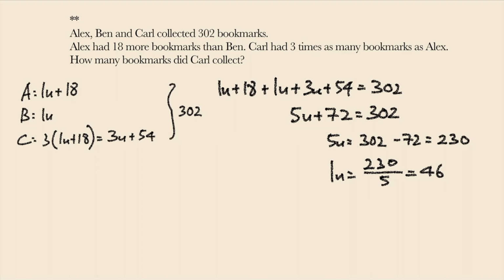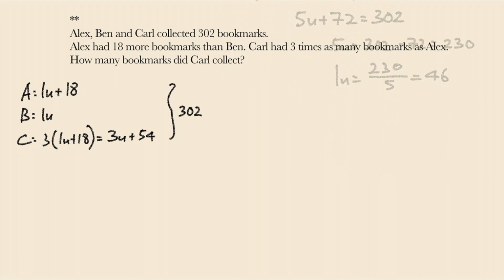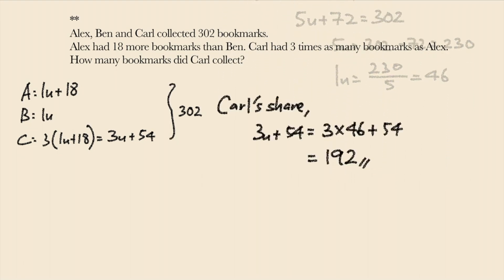Because we've made everything clear, we know we want 3u plus 54. Okay, so let's find out Carl's share, which is 3u plus 54. So 1u is 46, so that's 3 times 46 plus 54, giving us 192.